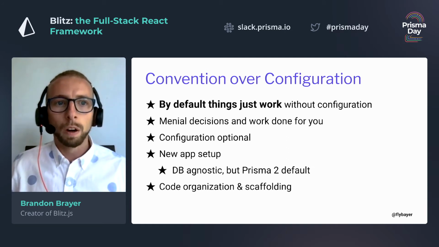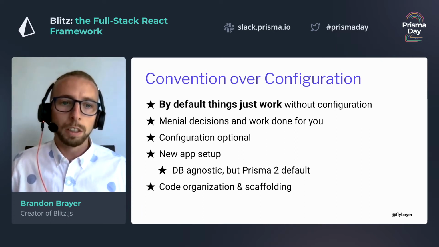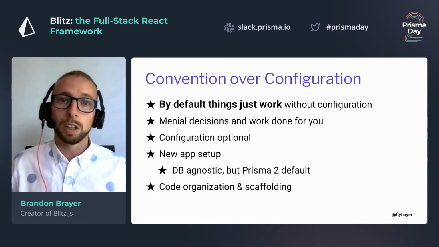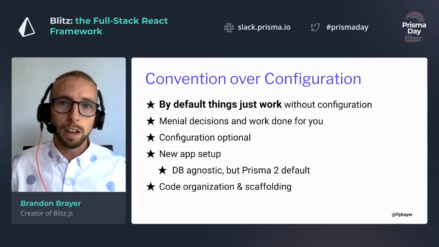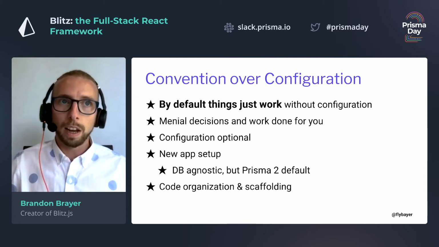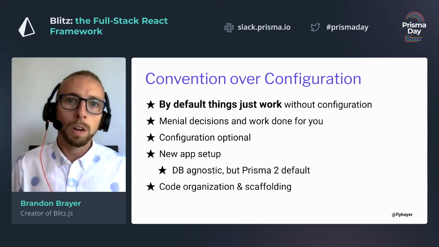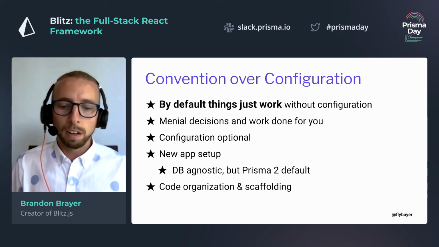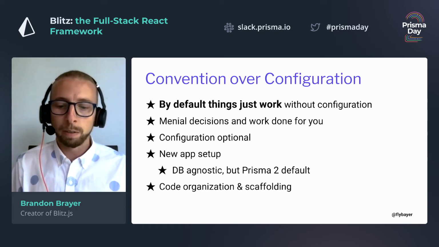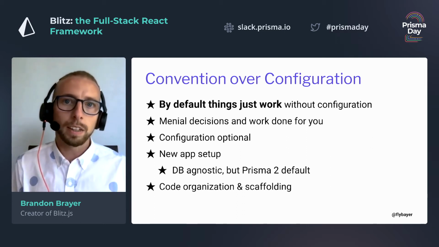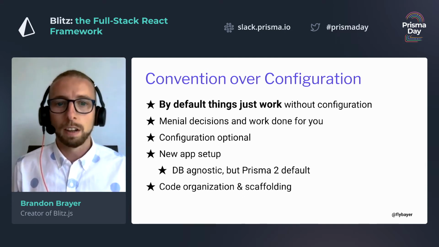The other area where you will see convention over configuration is with code organization and scaffolding. Out of the box, we have a really nice file structure already set up for you. And we have these really awesome code generator tools that can generate working code for an entire model. So you can run Blitz generate all, say, task, and it'll generate the Prisma model. It'll generate the queries, mutations, the pages, everything you need end-to-end for creating a task, updating a task, deleting a task, and viewing a list of tasks.